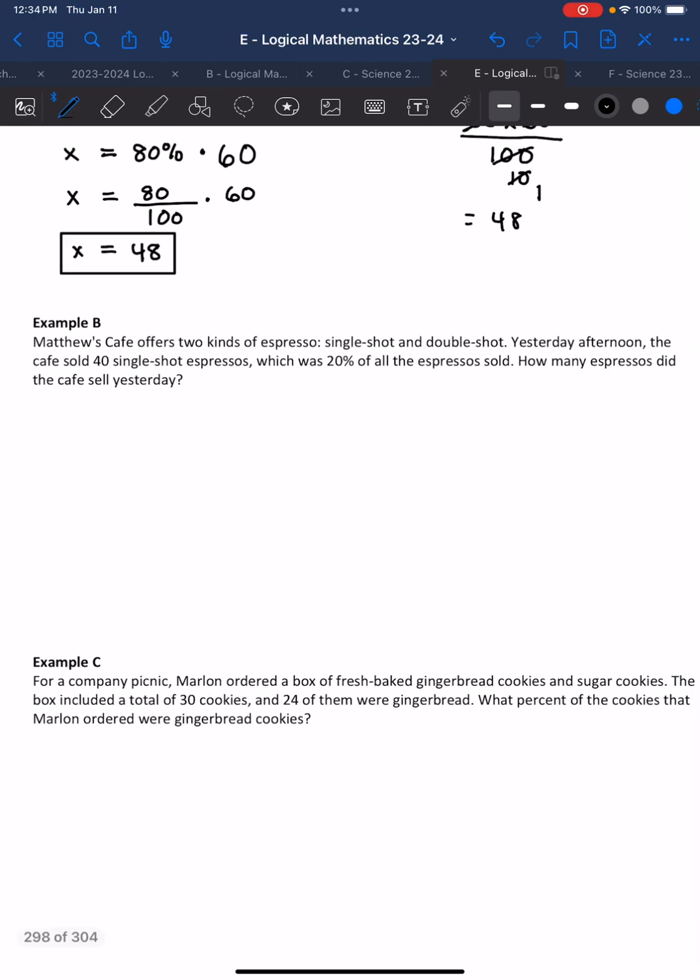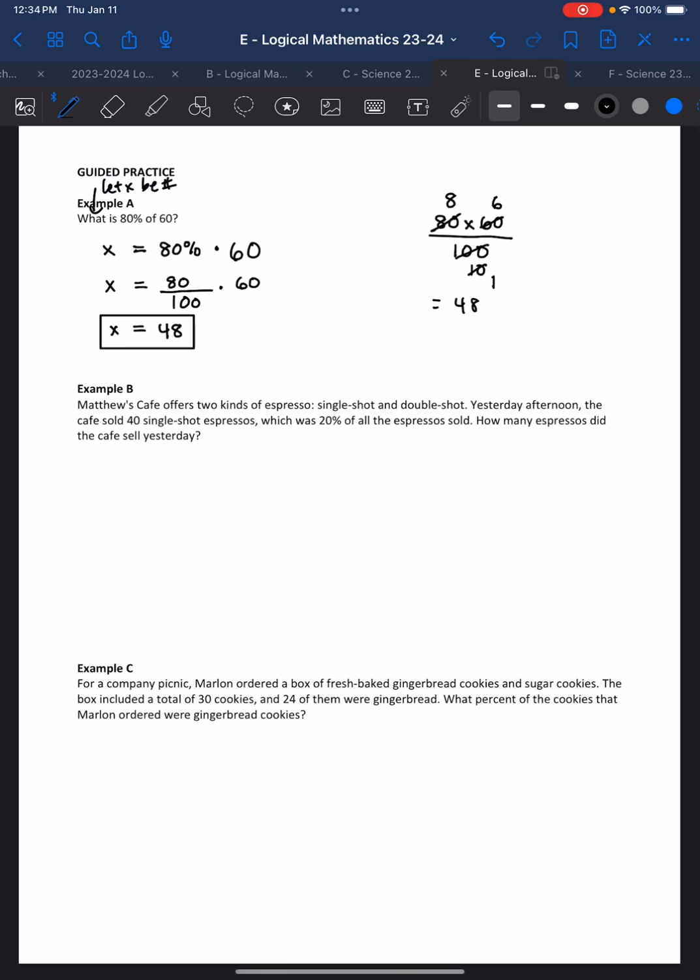All right, next we go to the word problem, all right? And remember the general structure that we're thinking about? We're thinking of some percent times some number, the whole, equals some part, okay? So we have Matthew's Cafe offers 2 kinds of espresso, single shot and double shot, okay? So we have single shot and double shot.